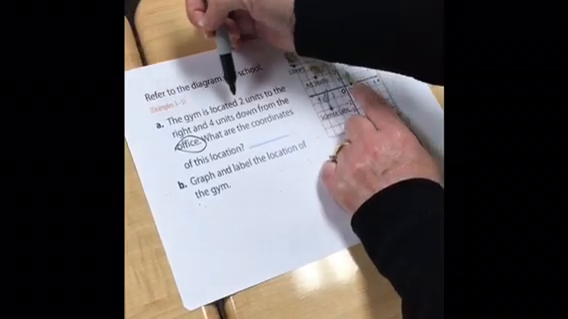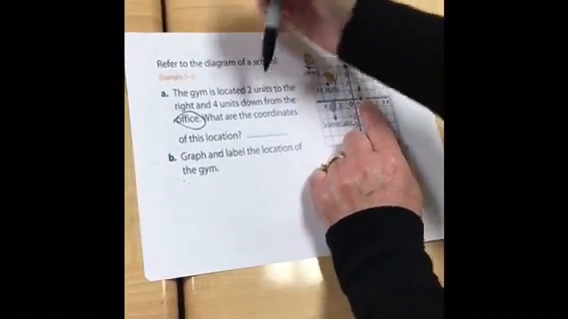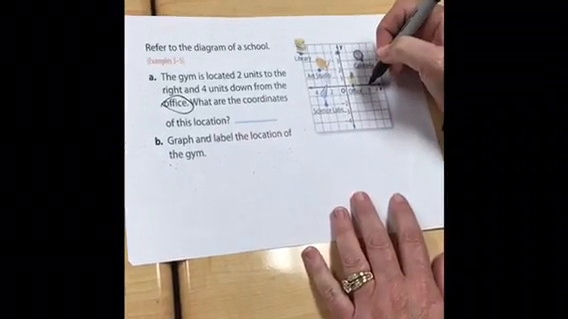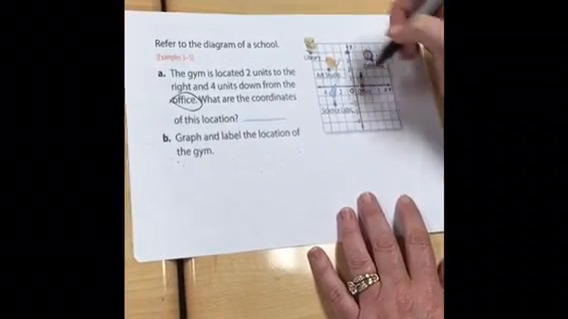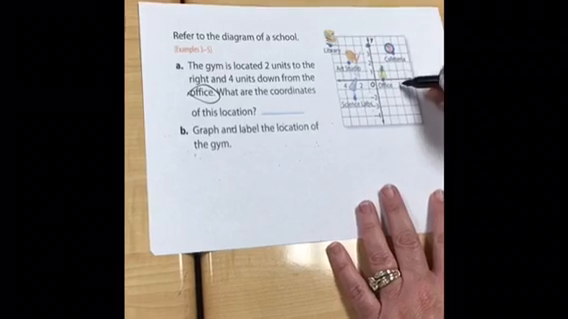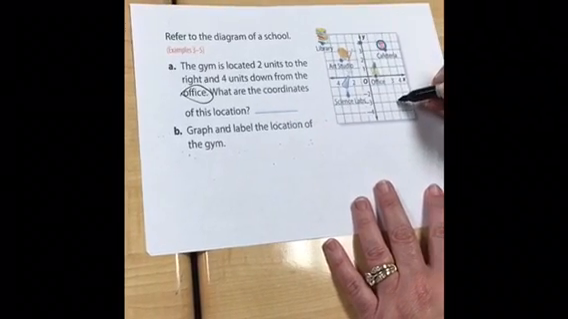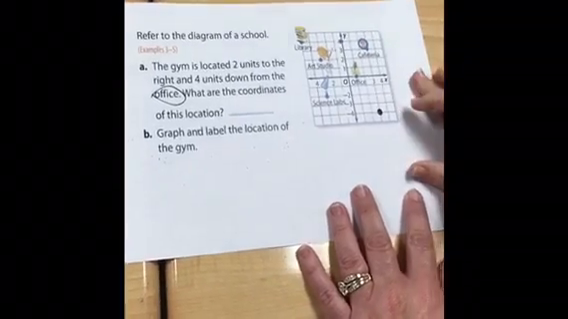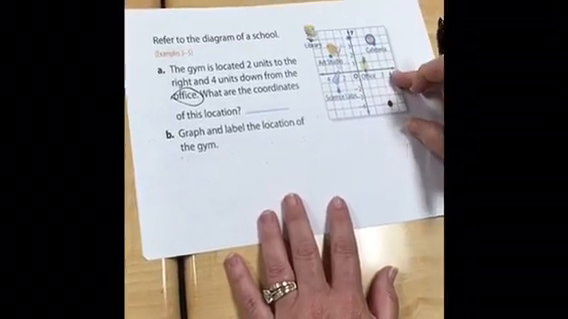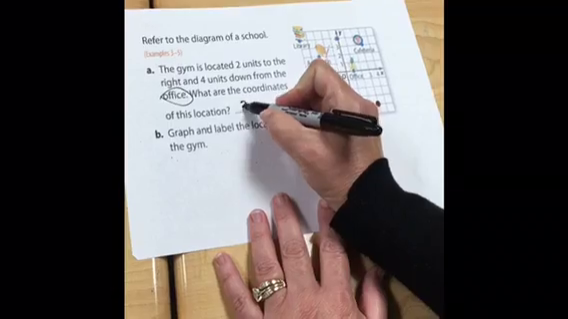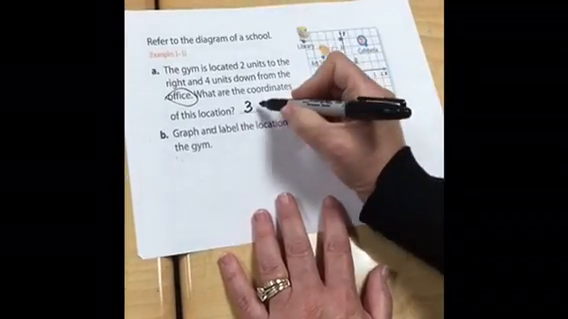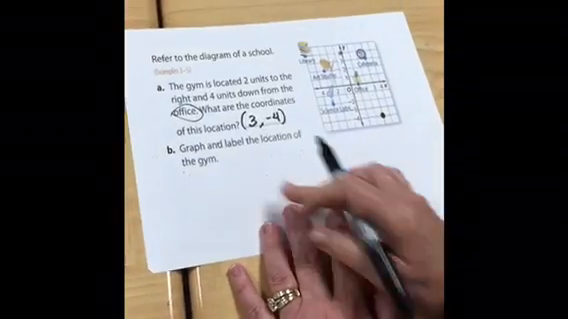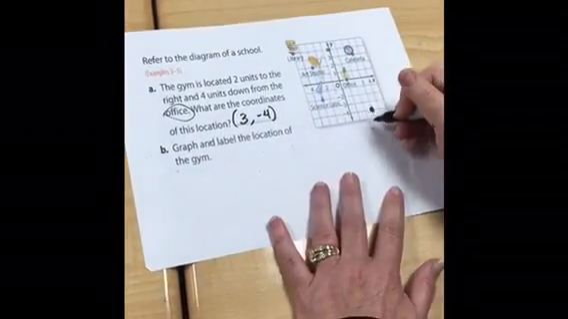Then it says the gym is located 2 units to the right. So I'm going to go 2 units to the right, which is 3. Then I'm going to go 4 units down. So it's 1, 2, 3, 4. And so right here is the coordinate of the gym. And so to write that out, I need to write 3, because that's my X, and then my Y is a negative 4. And those are my coordinates of the gym. And so now I need to label that gym.